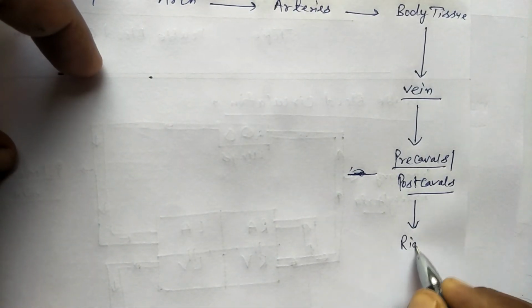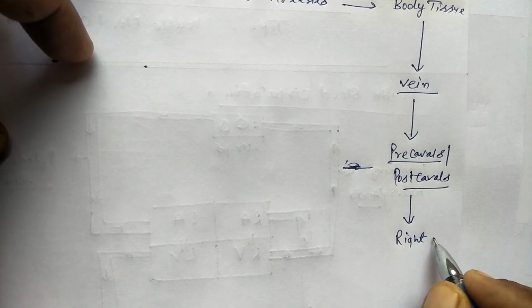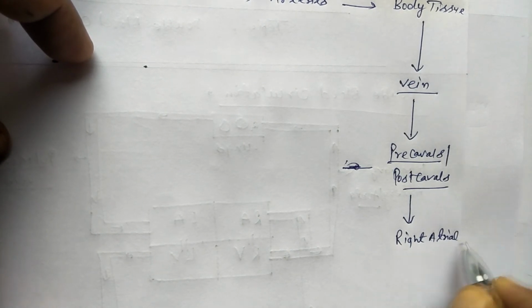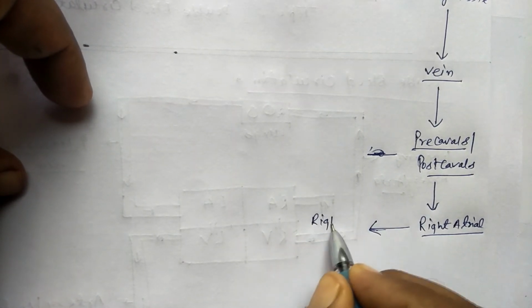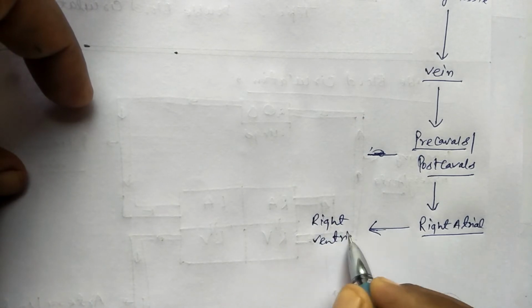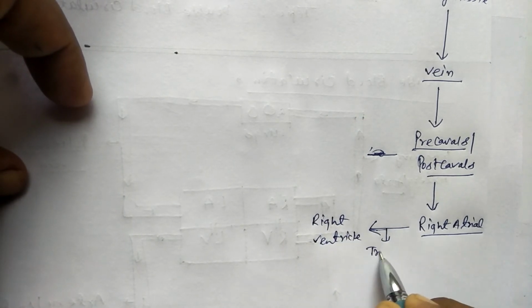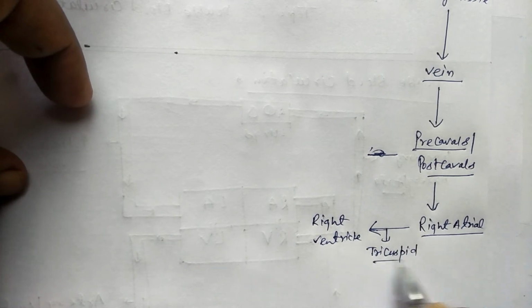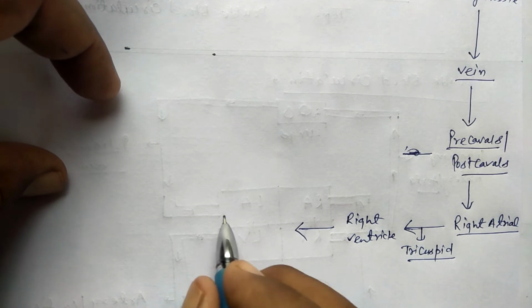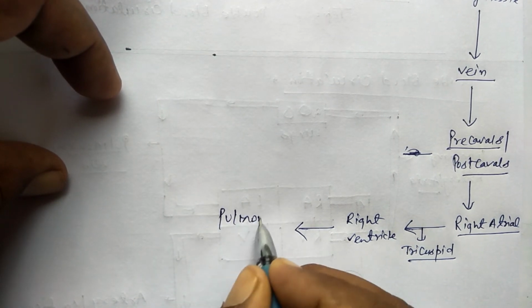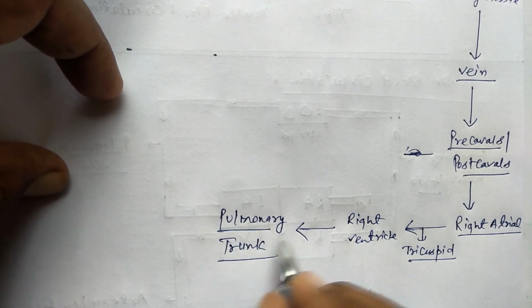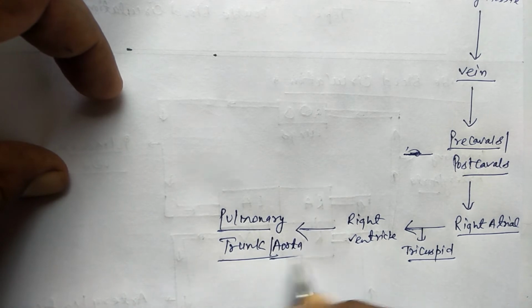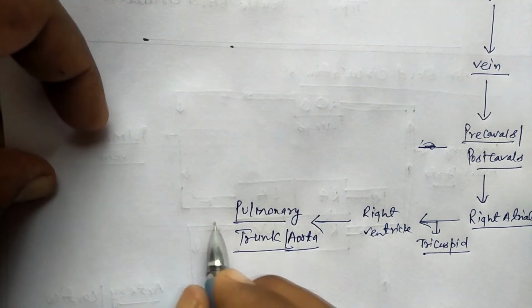Next, the pre and post caval open in the right atrium, which opens in the right ventricle through the tricuspid valve. Right ventricle blood is carried out by the pulmonary trunk, or pulmonary aorta. It is an exception of artery, and the largest artery of humans is the aorta.